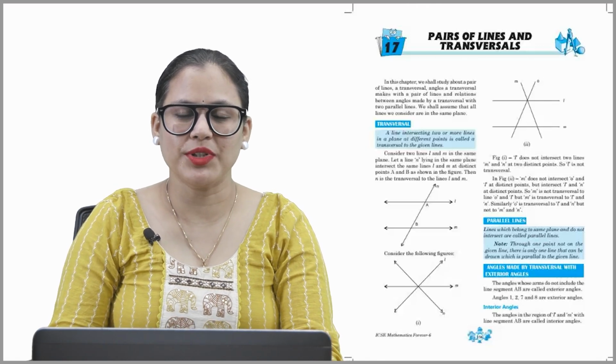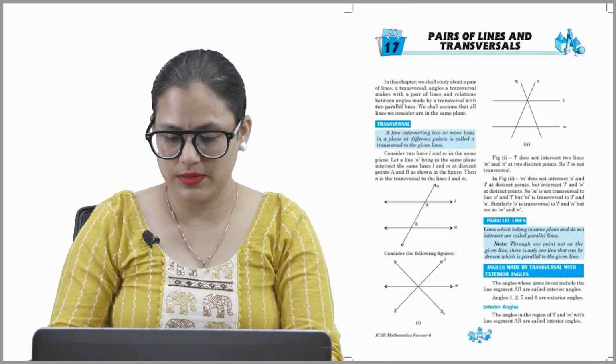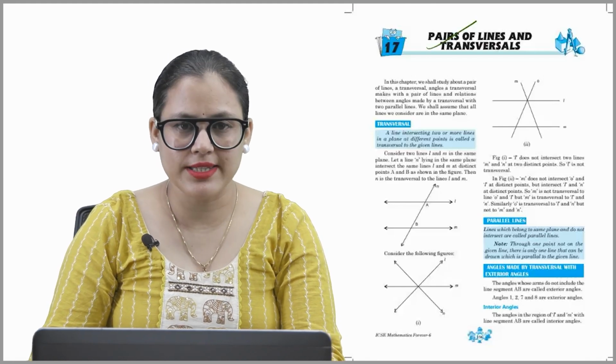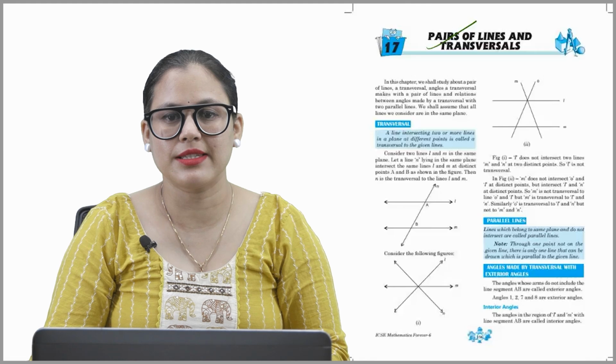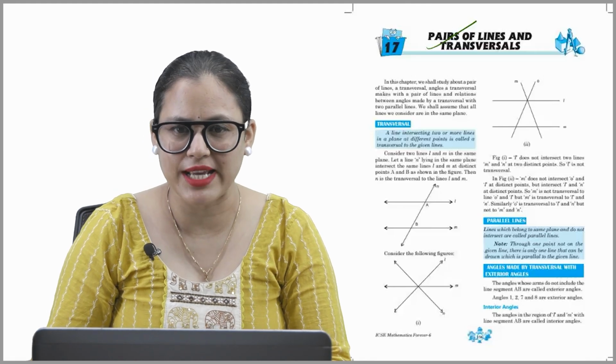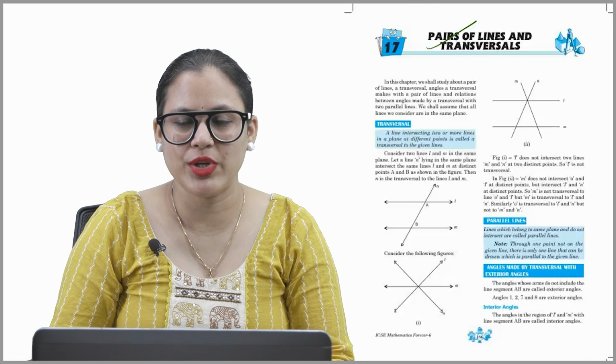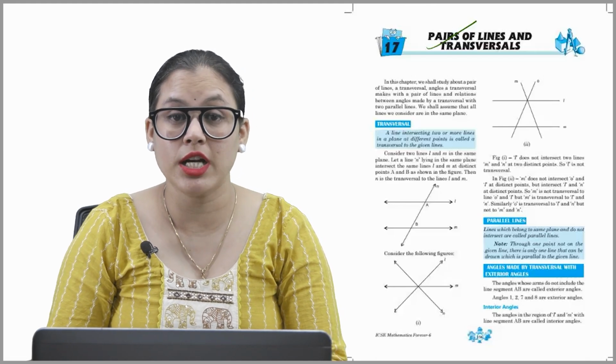Let's start today's chapter, pairs of lines and transversals. In this chapter, we shall study about a pair of lines, a transversal, angles a transversal makes with a pair of lines, and relations between angles made by a transversal with two parallel lines. We shall assume that all lines we consider are in the same plane.